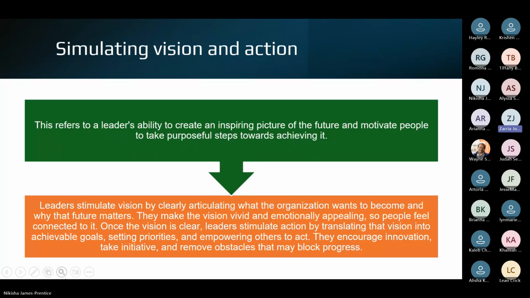Stimulating vision and action. This refers to a leader's ability to create an inspiring picture for the future and motivate people to take purposeful steps towards achieving it.